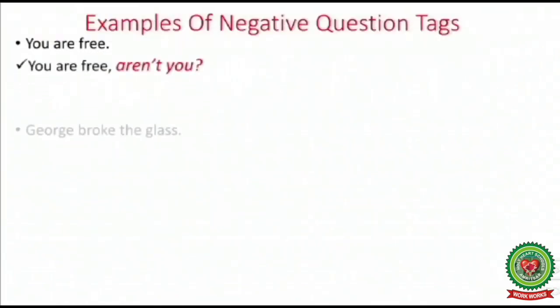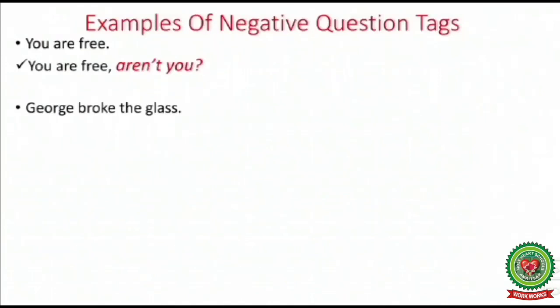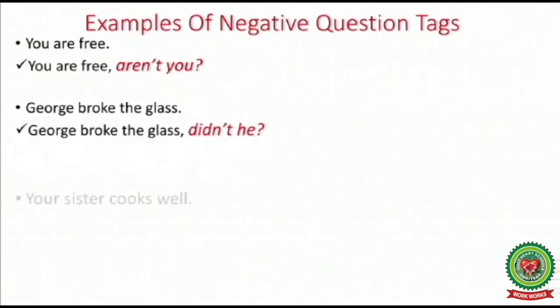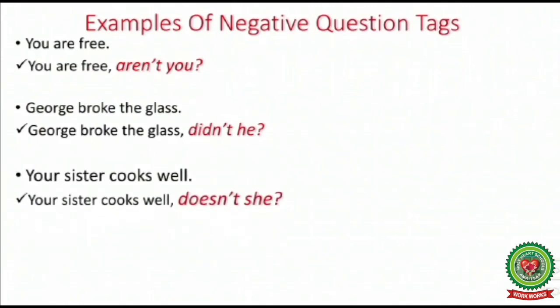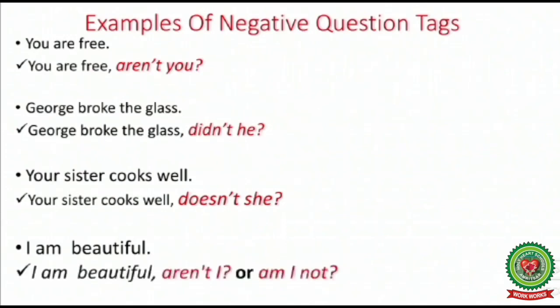You are free. You are free, aren't you? George broke the glass. George broke the glass, didn't he? Your sister cooks well. Your sister cooks well, doesn't she? I am beautiful. This is a very important statement that we have to consider. Students, you cannot change am into aren't. Either write down aren't I or am I not. I hope this statement is very clear to you.